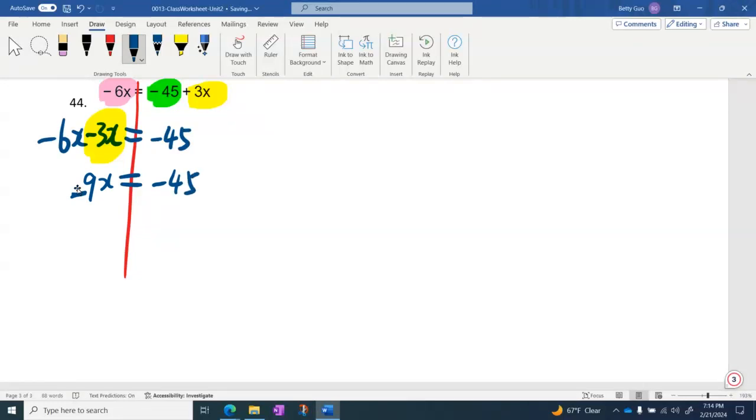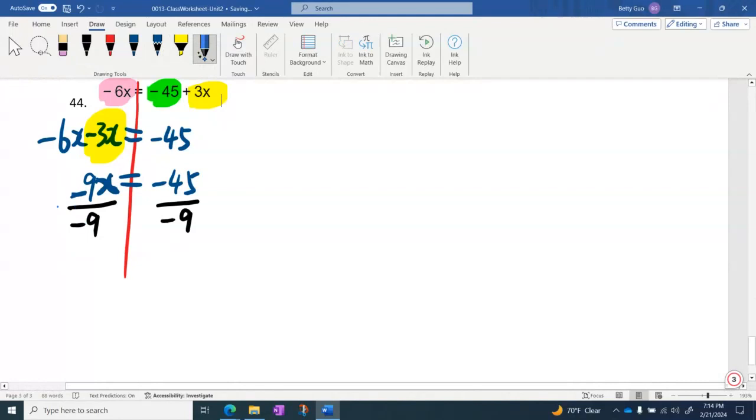Once you have one term left on the left side, and you need to get rid of the coefficient, negative 9, we don't do addition or subtraction. We do division. We're going to divide each side by negative 9. And they cancel here. So we have x isolated on the left side. On the right side, negative 45 over negative 9. Negative divided by negative is positive, positive 5.